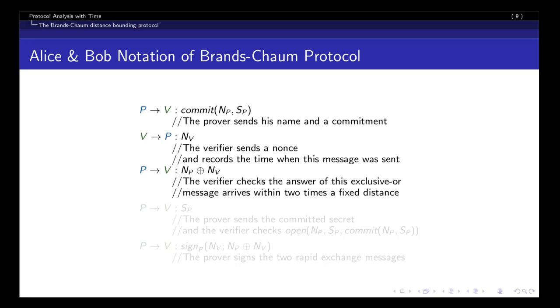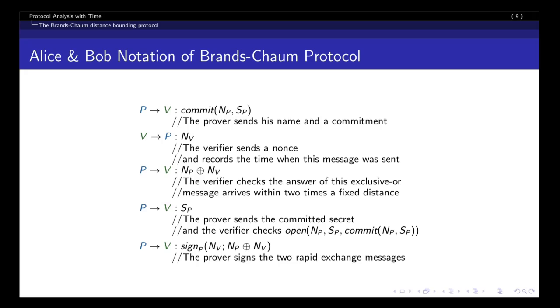This is the key of the distance bounding protocol. For that, if everything is correct for the time and the distance, the prover sends to the verifier the secret of the commitment and also the signature.